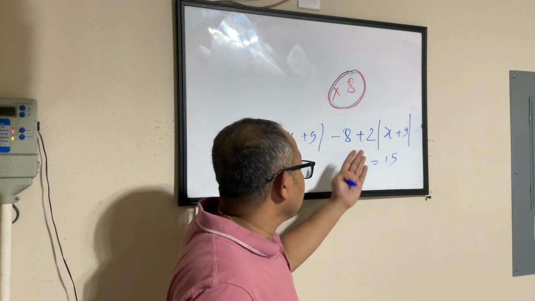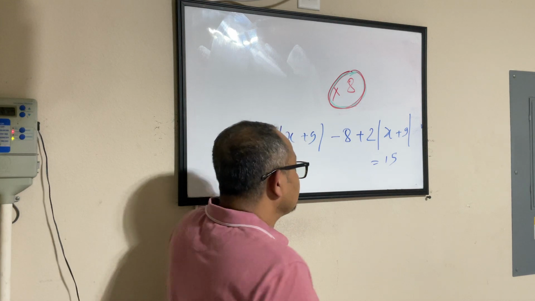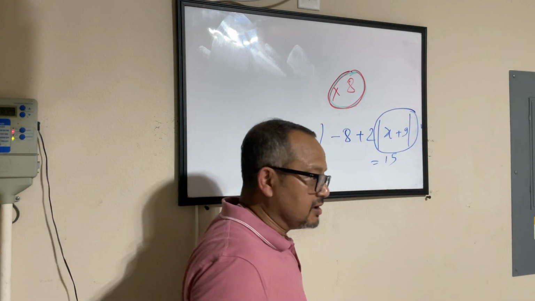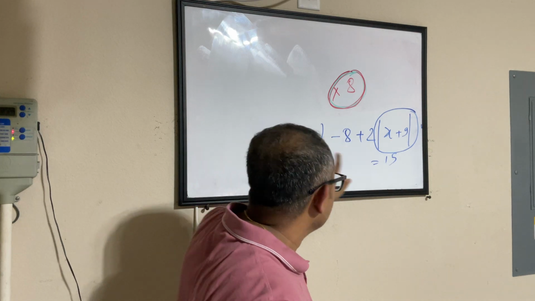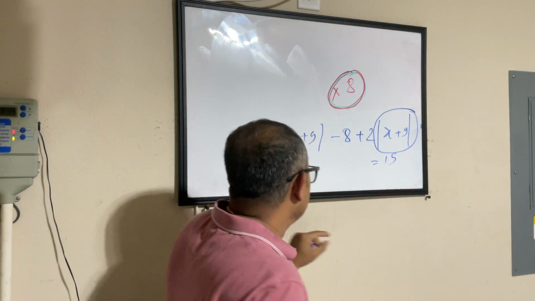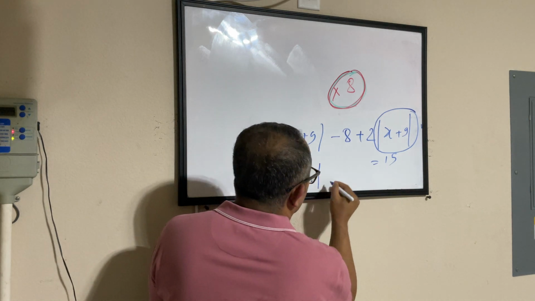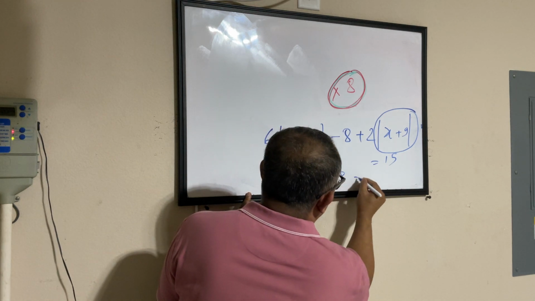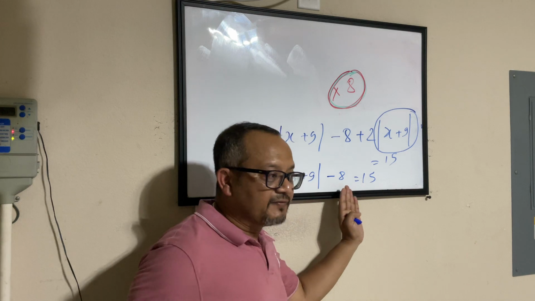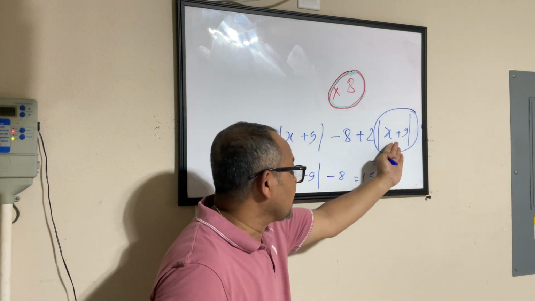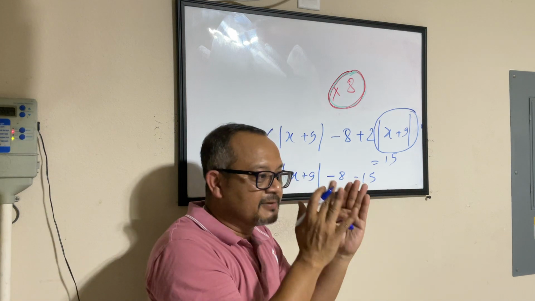If you get a situation like this also, you're not worried. Because this x plus 9, if I call this gentleman a watermelon, I have 6 watermelons here and 2 watermelons here. This becomes 8 watermelons, minus 8 equal to 15. So this is a simplified form of this equation. Now you don't have the watermelons scattered all around. You have consolidated them in one place.